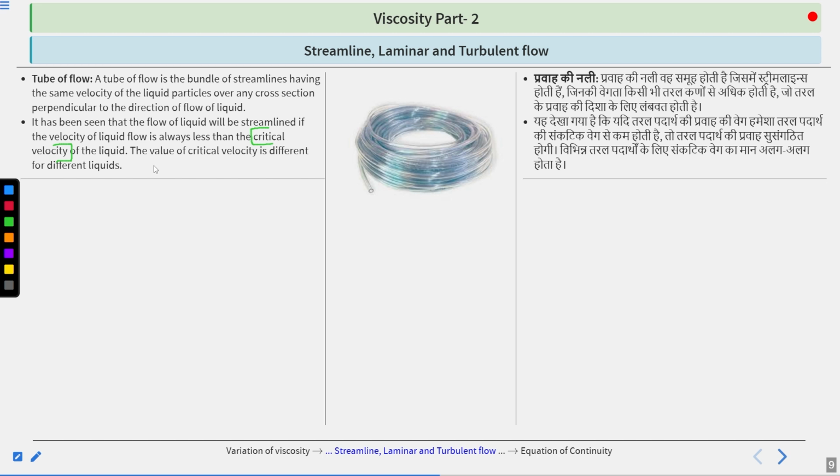So the question is, is the value of critical velocity the same for all kinds of liquid or different? Remember, the value of critical velocity is not the same for all liquids; it is different for different liquids. For example, if we have 5 liquids, A, B, C, D and E, the critical velocity for all the liquids will be different. A will have a different velocity from B, C, D, E. Similarly, B from A, C, D, E; C from A, B, D, E; D from A, B, C, E; and E from A, B, C, D. All of them will have a different value of critical velocity. There is nothing like the value being the same.